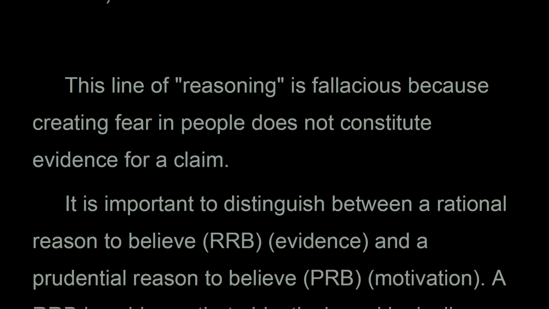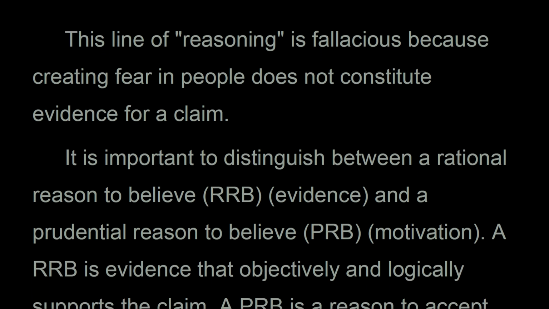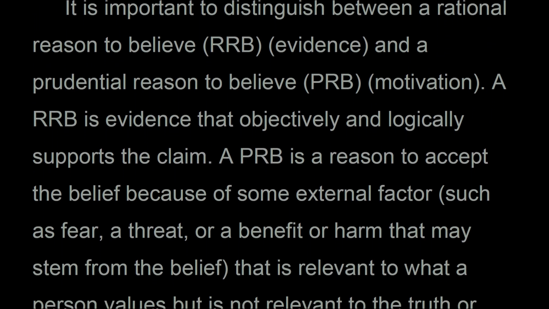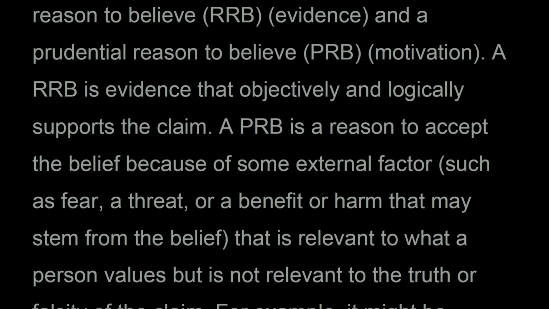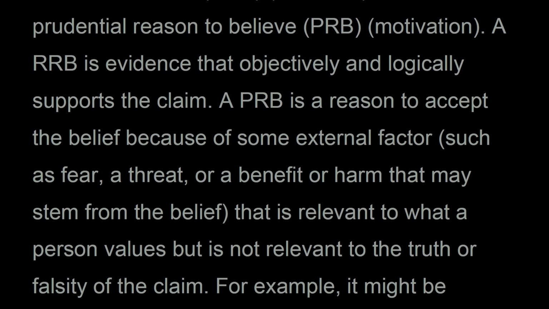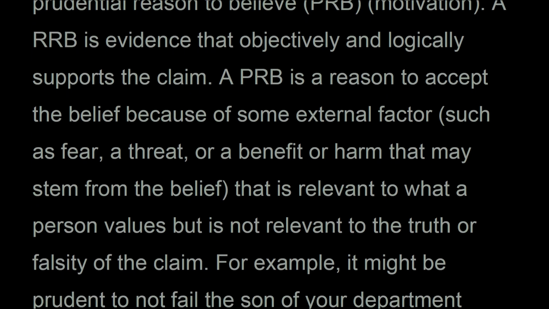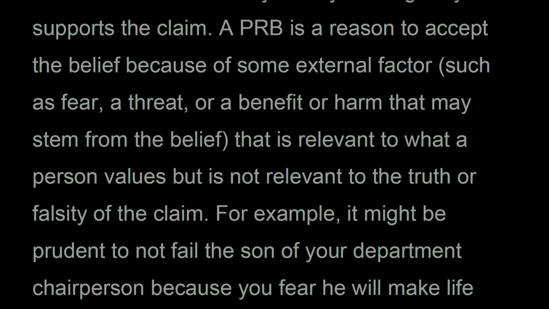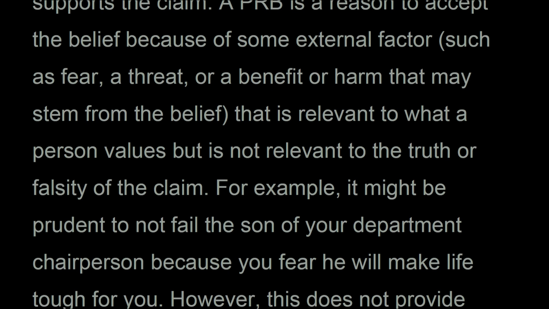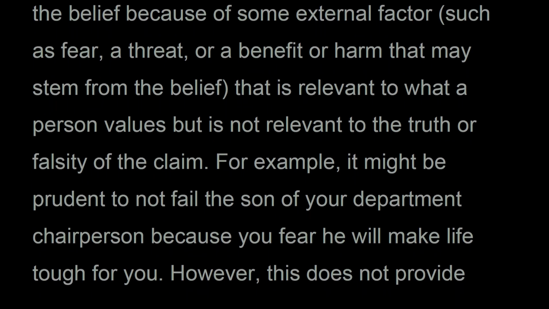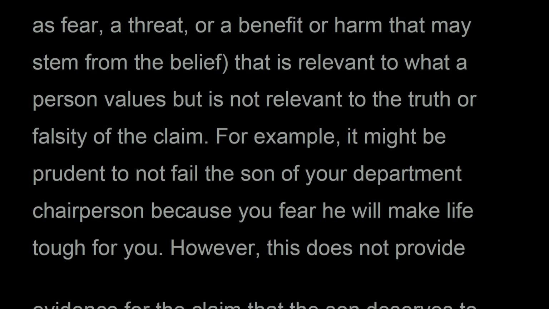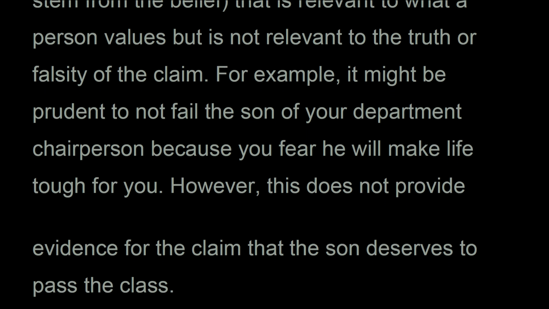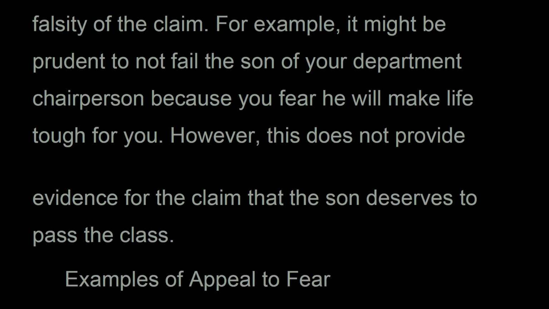It is important to distinguish between a rational reason to believe, RRB, evidence, and a prudential reason to believe, PRB, motivation. A RRB is evidence that objectively and logically supports the claim. A PRB is a reason to accept the belief because of some external factor, such as fear, a threat, or a benefit or harm that may stem from the belief. That is relevant to what a person values but is not relevant to the truth or falsity of the claim. For example, it might be prudent to not fail the son of your department chairperson because you fear he will make life tough for you. However, this does not provide evidence for the claim that the son deserves to pass the class.